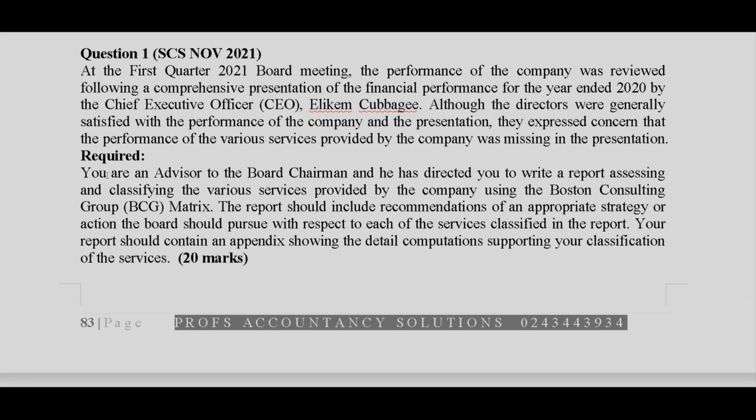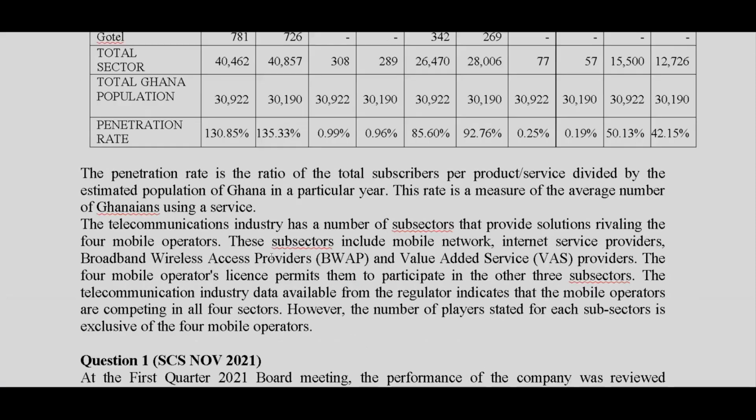So they said you are an advisor to the board chairman, and he has directed you to write a report assessing and classifying the various services provided by the company using the BCG Matrix. The report should include recommendations of an appropriate strategy or action the board should pursue with respect to each of the services classified in the report. Your report should contain an appendix showing the detailed computations supporting your classification of the services. This is 20 marks.